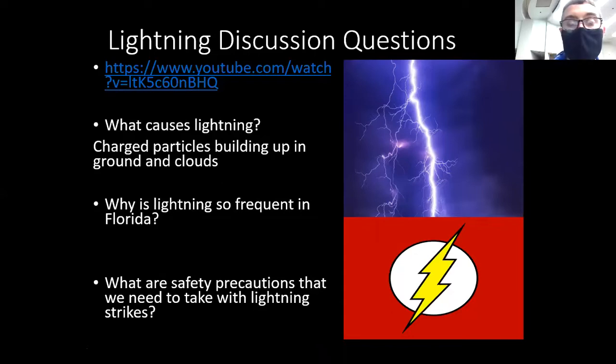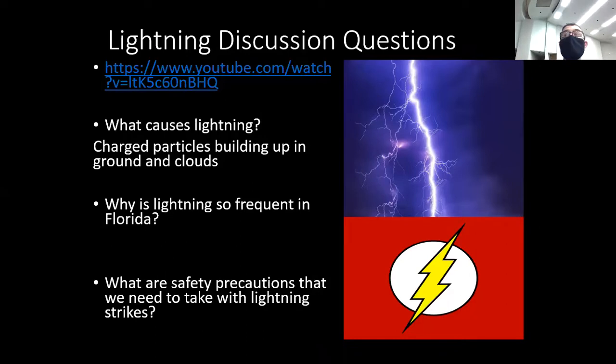And again, guys, do not take a picture of this. Do not write this down. This is just for discussion's sake. You'll see what to write down in yellow here in a little bit. Why is lightning so frequent in Florida?